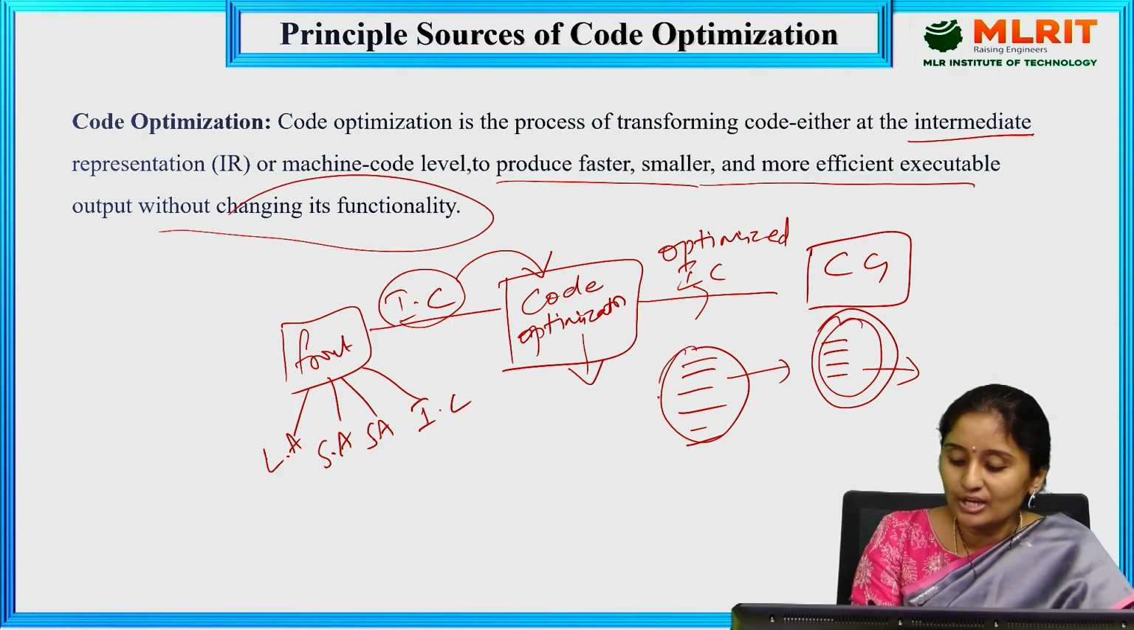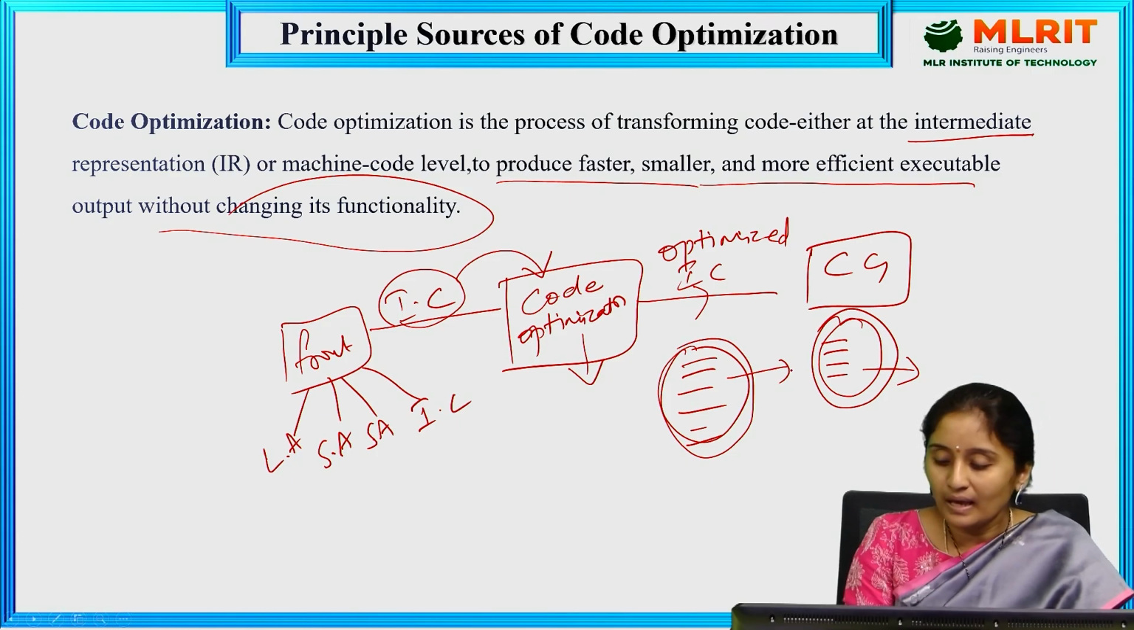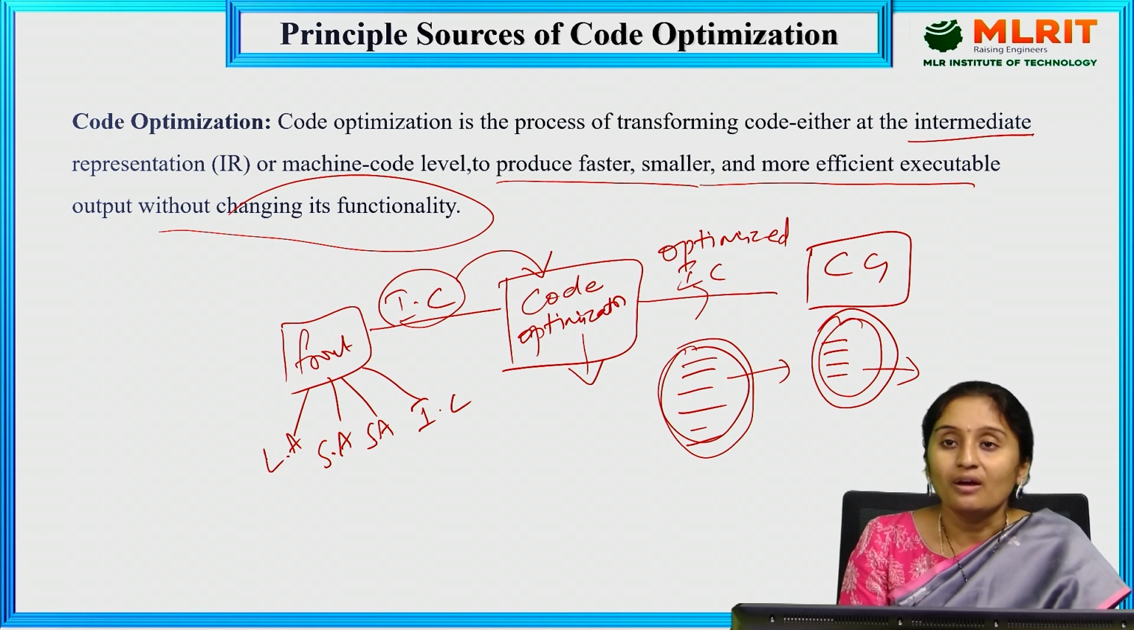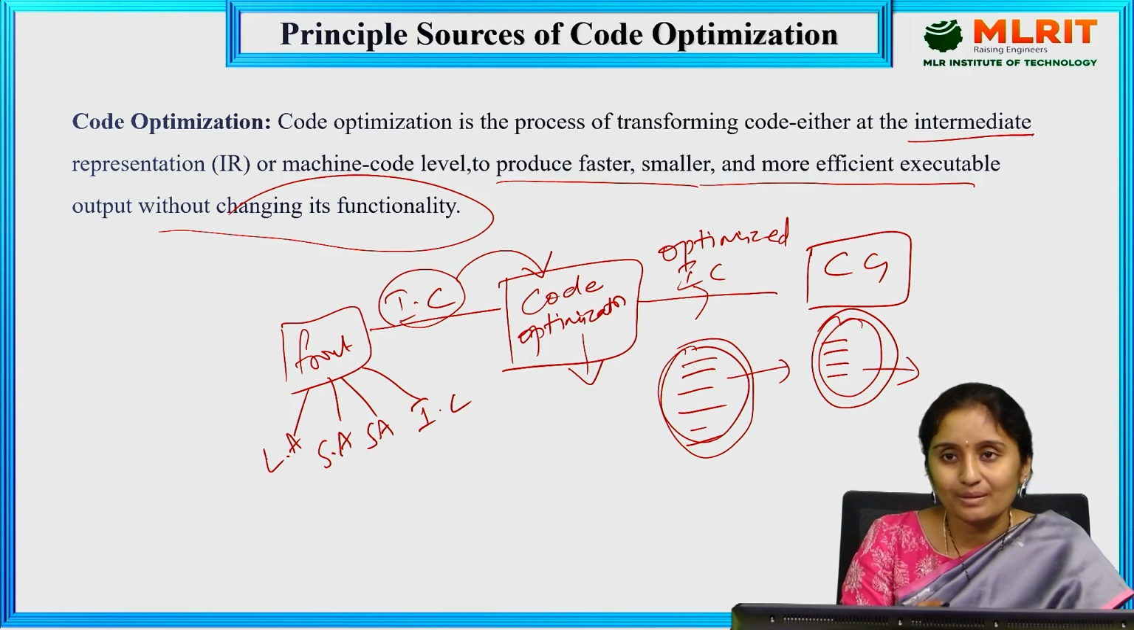See here, initially I have 6 lines of code. By reducing it to 4 lines of code, the output or the functionality of the program is not going to change. In optimization, we just remove unnecessary lines which are not used, and some dead code. That is nothing but code optimization.